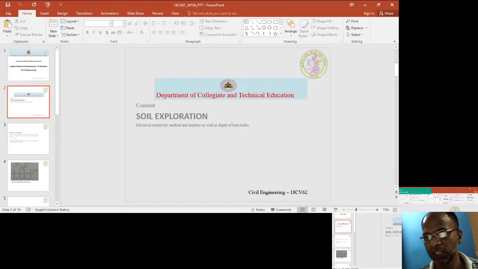Today our discussion in soil exploration is the electrical resistivity method, and also the number as well as depth of boreholes required for conducting soil exploration.